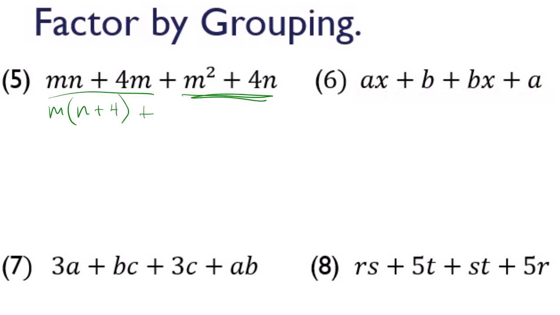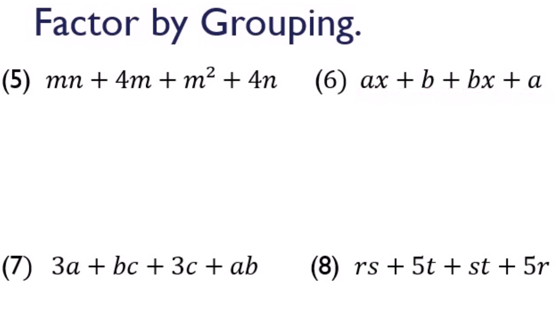Here, I don't have any common factors, and so I could factor out a 1, but then I wouldn't have something that matches up, right? So notice how this and this don't match up. So if that happens, you need to rearrange. Okay, and sometimes you'll see it ahead of time.